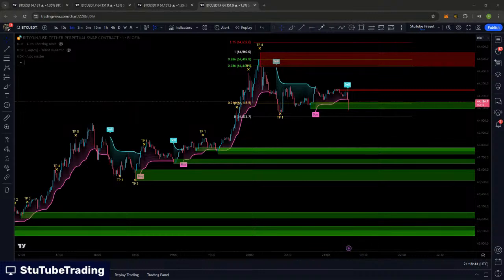How does the Stuber fibs work on altcoins? Basically, I use the Stuber fibs for everything. Oh, there's that lower sell signal, but that's premature.